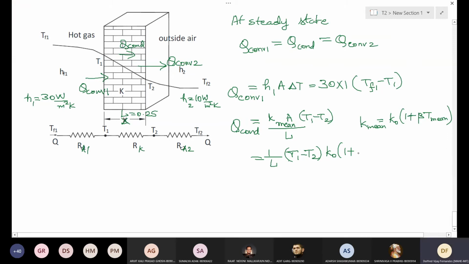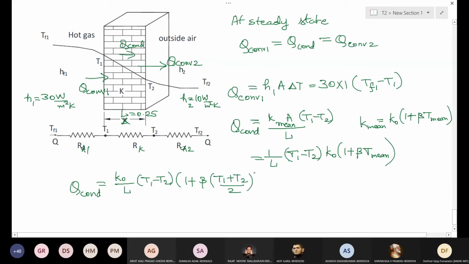K0 into 1 plus beta into T mean. T mean is nothing but (T1 plus T2) by 2. So Q conduction can be written as K0, area is 1, so it's divided by L, into (T1 minus T2) into 1 plus beta into T mean. You can replace T mean now as (T1 plus T2) by 2.